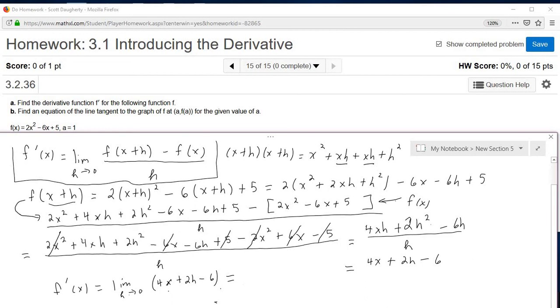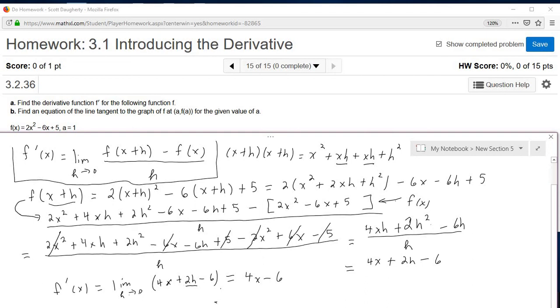So down here, if h is heading towards 0, you can use substitution to evaluate this limit, right? As h gets closer and closer to 0, this term right here, 2h, gets closer to 0. And so this entire thing is going to get closer to 4x minus 6.